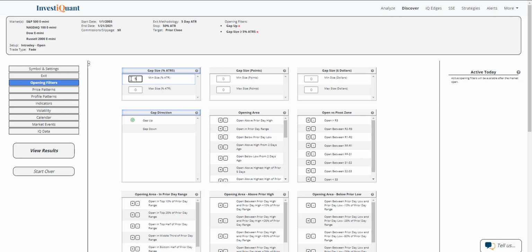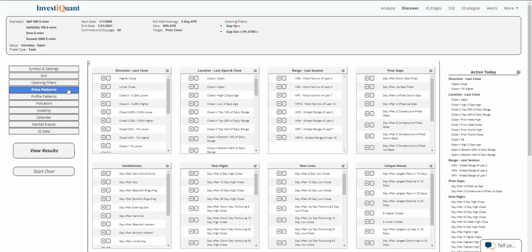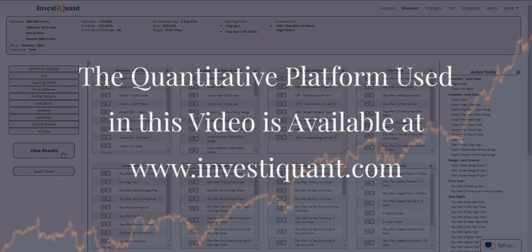All right, next I'm going to go into the price patterns library, and I'm going to grab the price pattern from the active today section, new highs category, that says the prior day was a 52-week high close. That comes from this new highs category right here. I've gone ahead and added that, and now I can click view results.